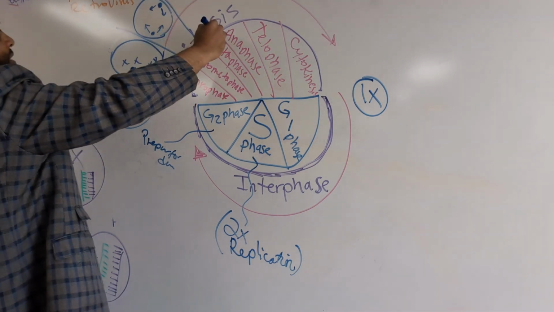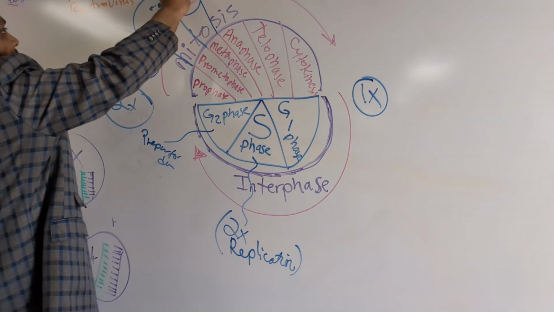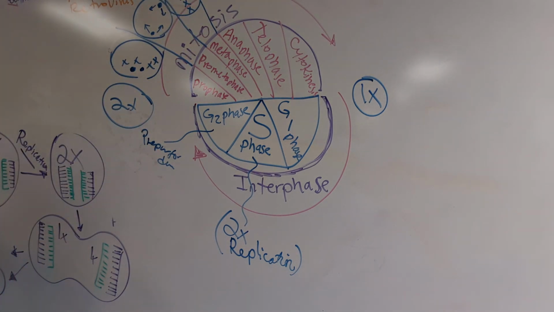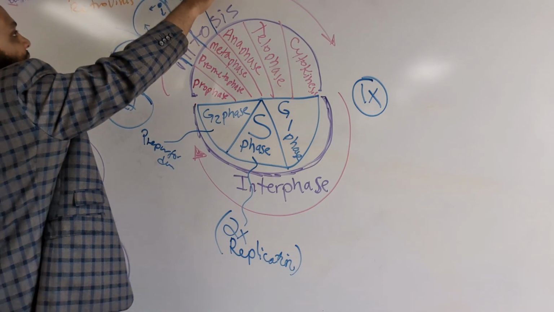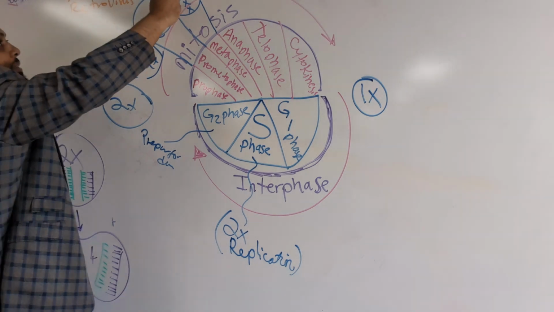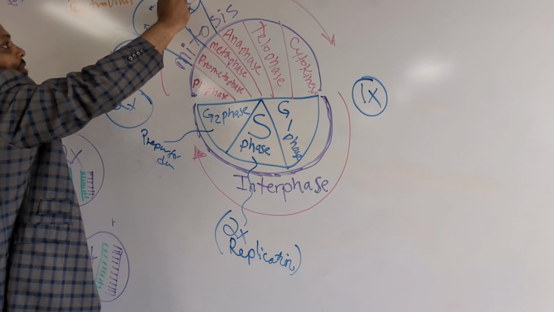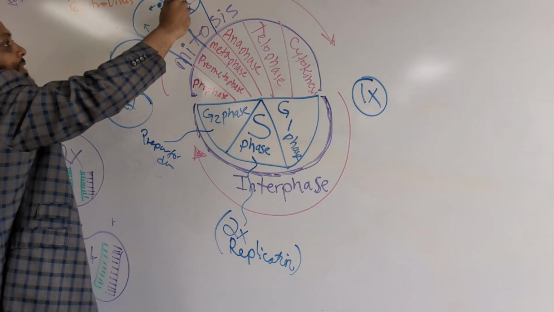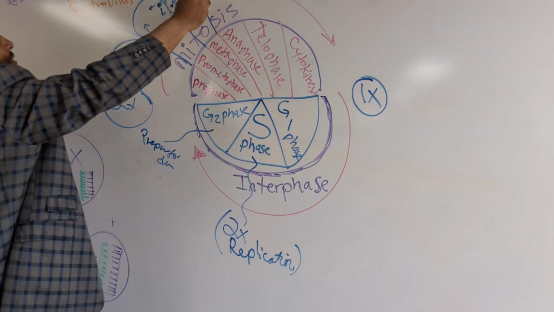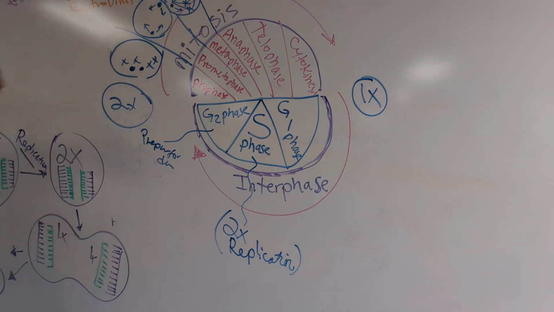In metaphase, you will have all of your chromosomes lined up in the middle. That's why they call it the metaphase plate. And these centrioles, which are in opposite poles, are going to send out their microtubules in this direction, and the other centromere is going to send a microtubule. That is known as the metaphase plate.